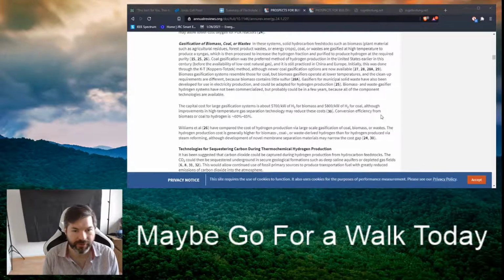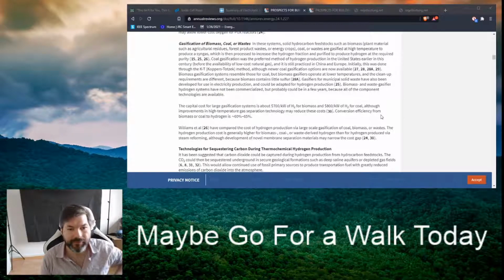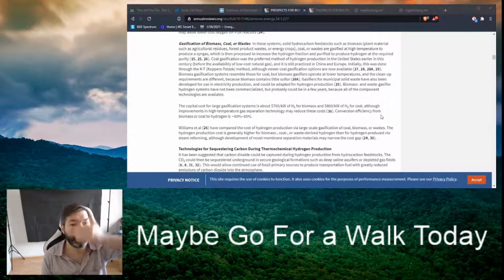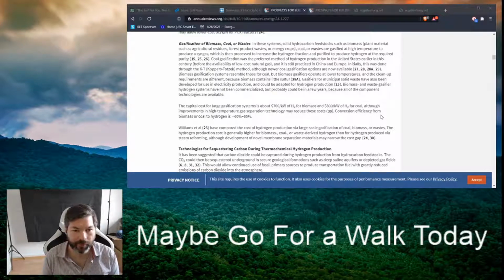Initially, this was done through the Koppers-Totzek method. Although newer coal gasification options are now available, biomass gasification systems resemble those for coal. But biomass gasifiers operate at lower temperature and the cleanup requirements are different because biomass contains little sulfur. Gasifiers for municipal solid wastes have also been developed for use in electricity production and can be adapted for hydrogen production.